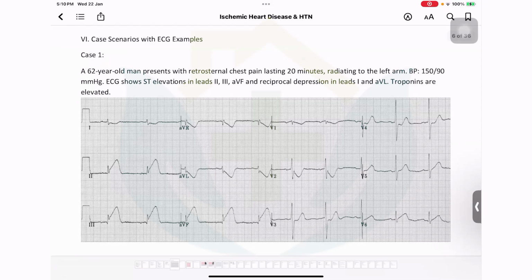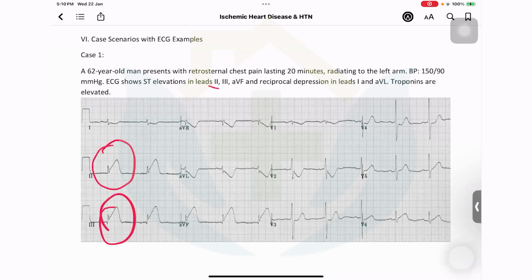A 62-year-old man presents with retrosternal chest pain lasting for 20 minutes, radiating to the left arm. The blood pressure is 150 by 90. ECG shows ST elevation in lead 2, 3, and aVF, and reciprocal depression in 1 and aVL. Oh, sorry, lead 2, lead 3, and aVF. And in aVL and lead 1, you see ST depression. So troponins are elevated. What is the diagnosis?